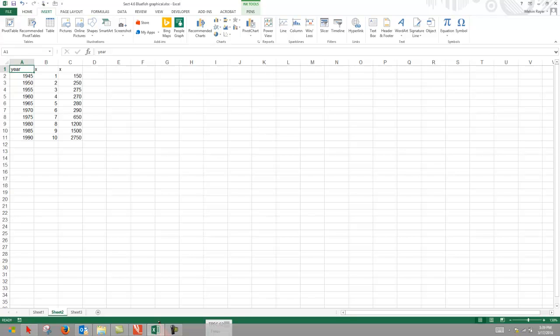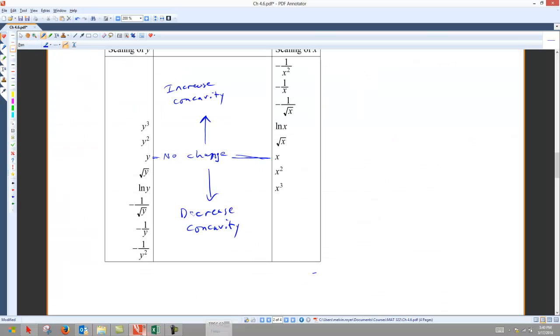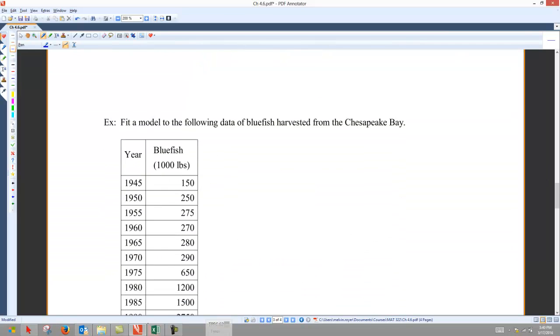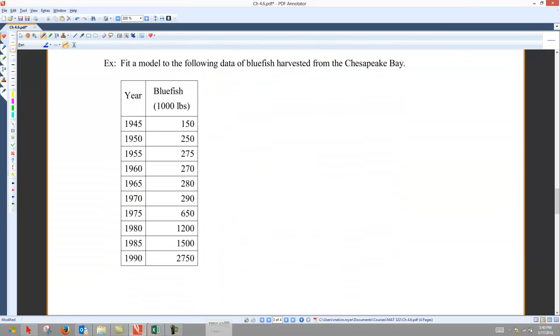On Learning Studio, there is a spreadsheet, section 4.6, Bluefish, graphical. The complete spreadsheet is done, so you needn't worry about reproducing this, but let me just illustrate a little bit what is happening here. So that is this data set from the notes. It happens to be a data set defined over time, and it is the numbers of thousands of pounds of a particular species of fish harvested from the Chesapeake Bay.